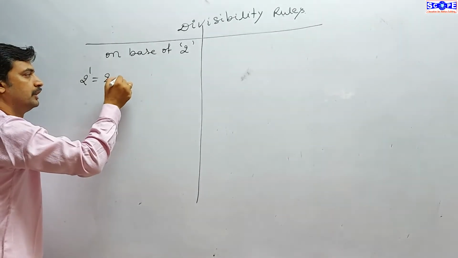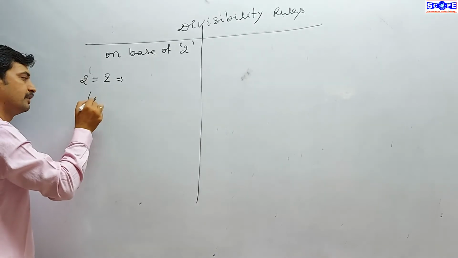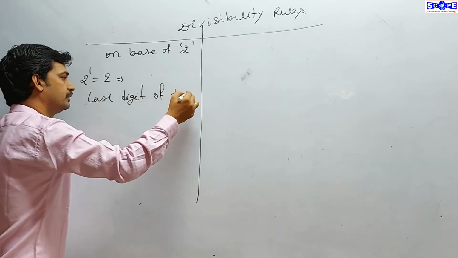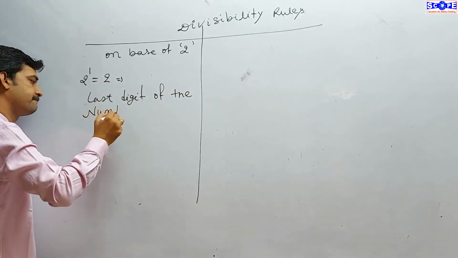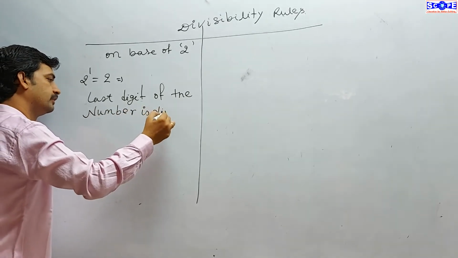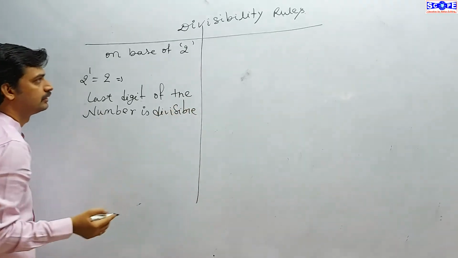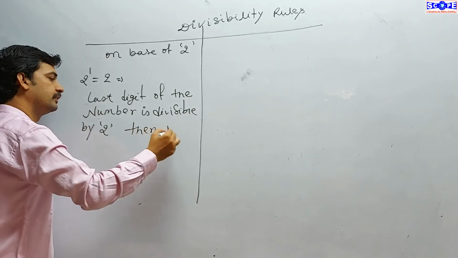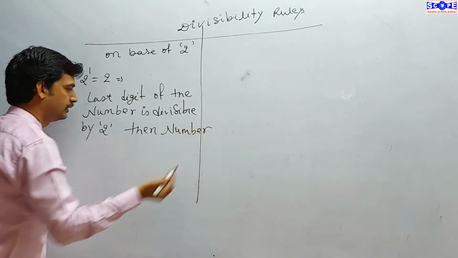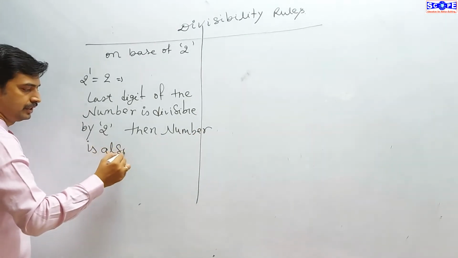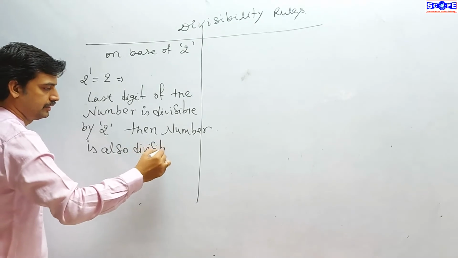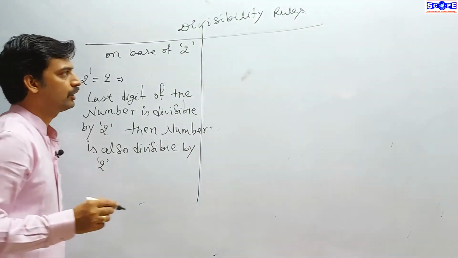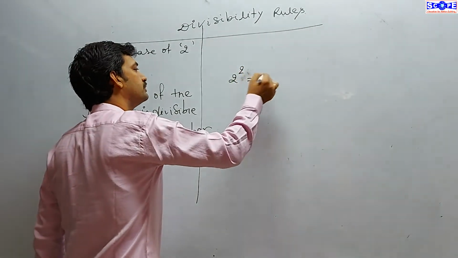So we'll read out 2. Divisibility rule of 2 is what? How many powers do we have? Only 1. That means if the last digit of the number is divisible by 2, then the number is also divisible by 2. Right?